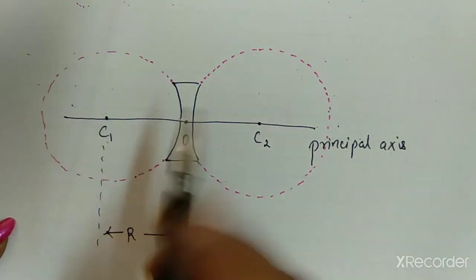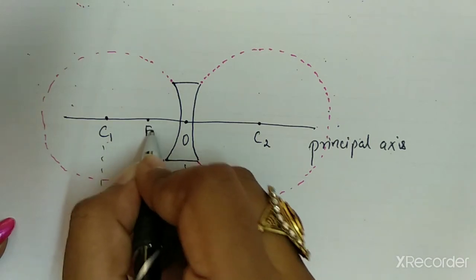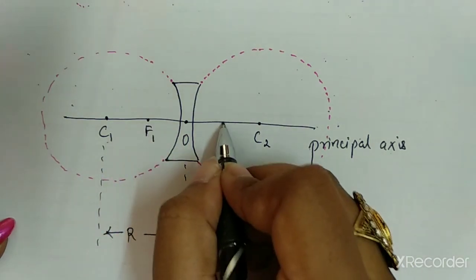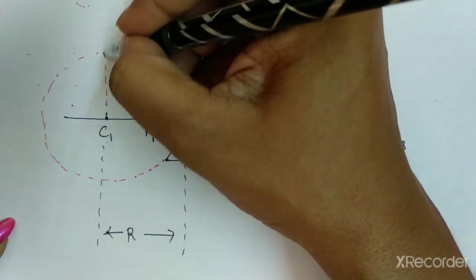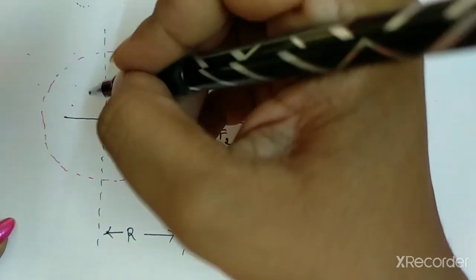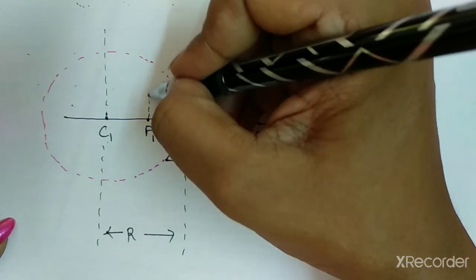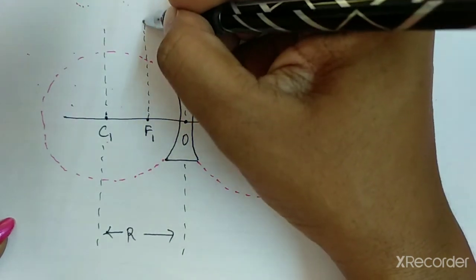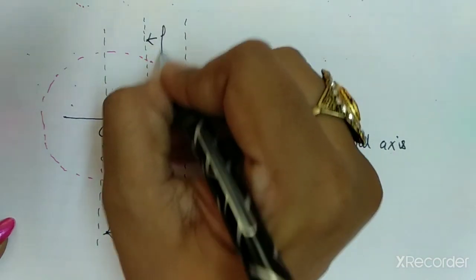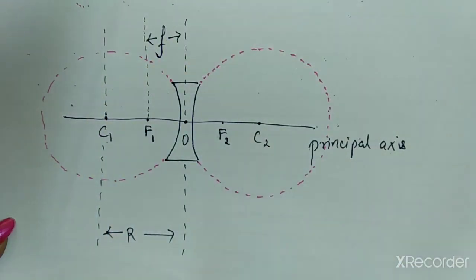Then the midpoint of C1 and O will be the focus. Same way, on this side also I am going to have a focus, and the distance between the focus and the optical center is known as focal length. Okay, so the terminologies for convex lens and for concave lens are similar.